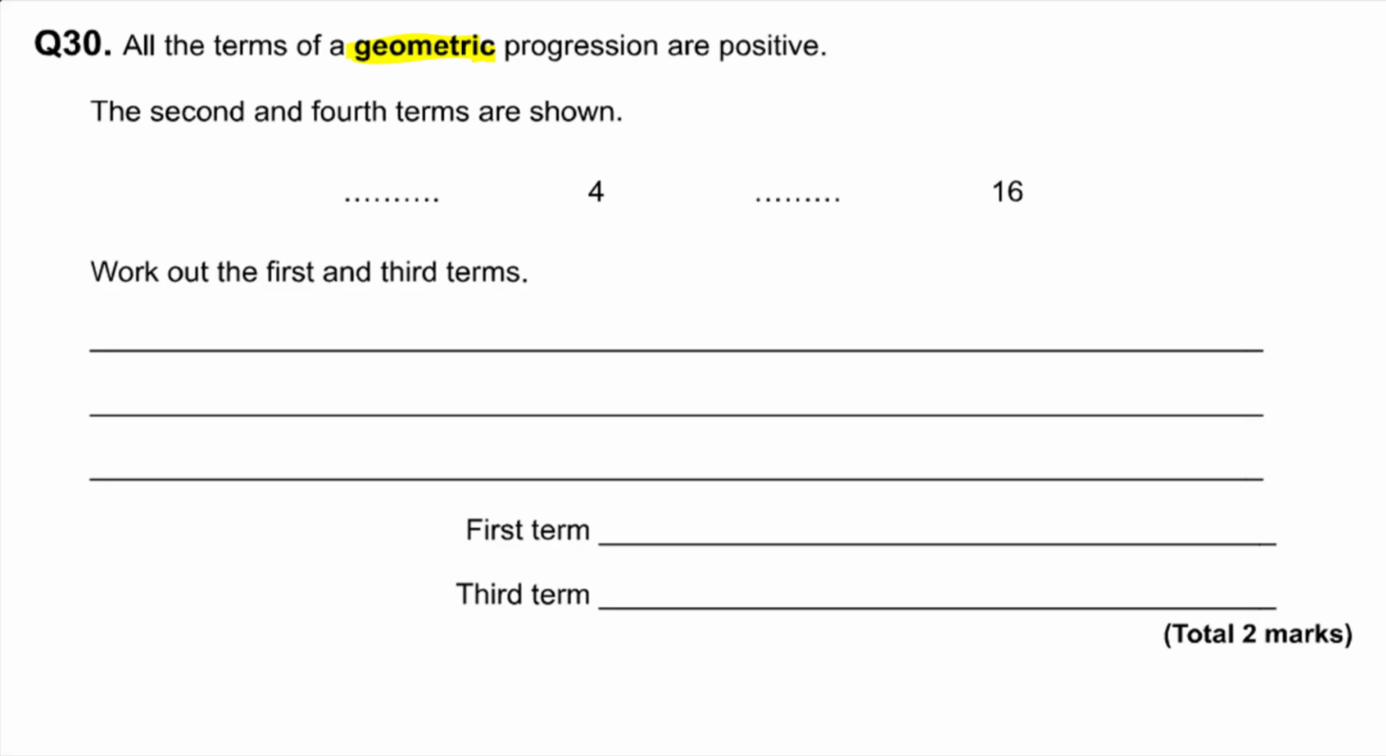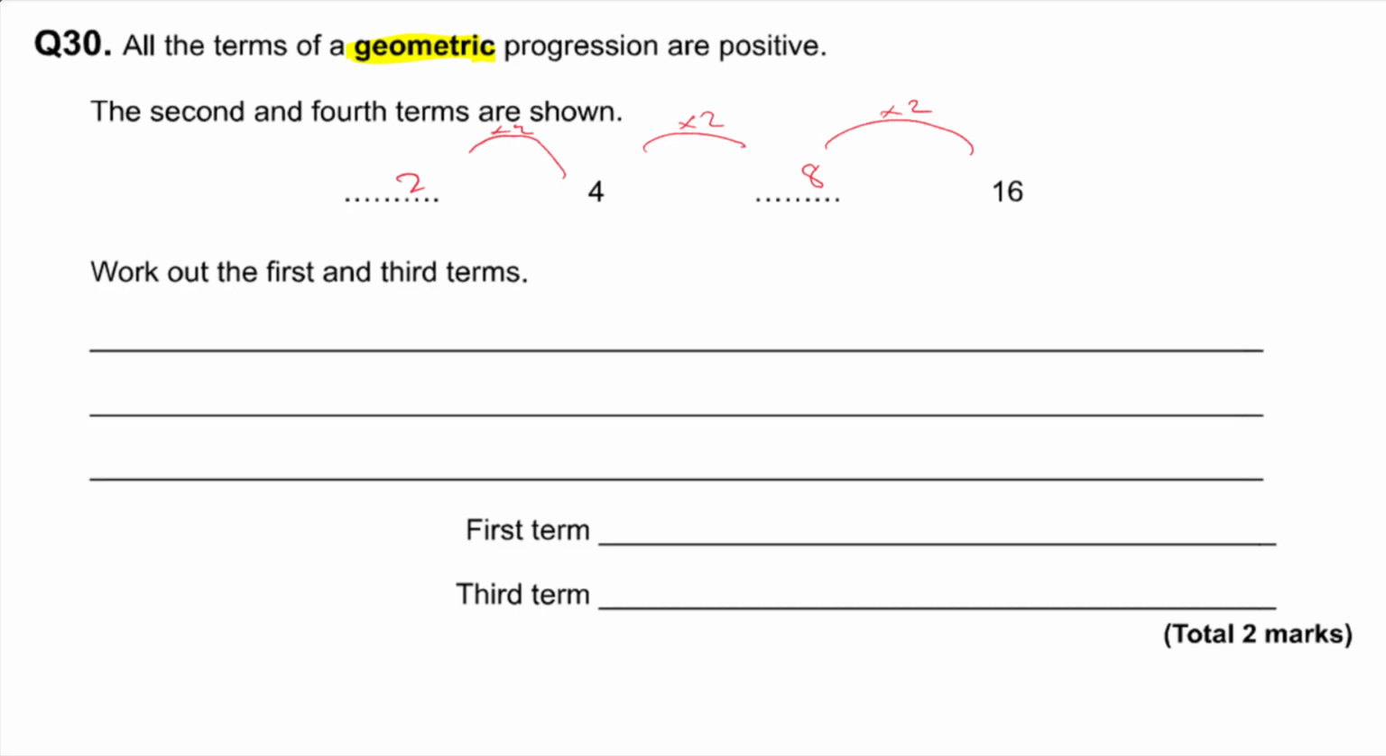Well, if I was doubling it each time, that would work, wouldn't it? So if I multiply this one by 2, I get 8 here, and I multiply this one by 2, I get 16. Okay, so that seems to work. And if that's the case, then going backwards, I must have multiplied 2 by 2 to get 4, mustn't I? So what is the first term?